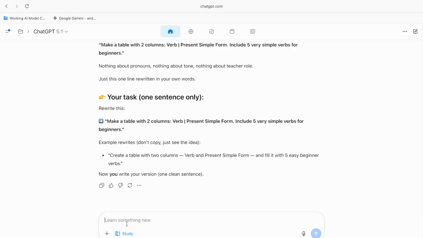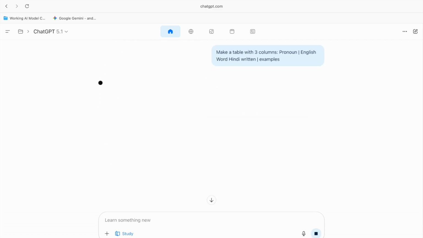Okay, I understand that. So let's do that. Make a table with three columns. Okay, verb, present tense. Okay, that is okay. So three columns: pronoun, English word, Hindi written, and third one, examples. I hope it won't give me the error again. Okay, let's see what is happening right now.